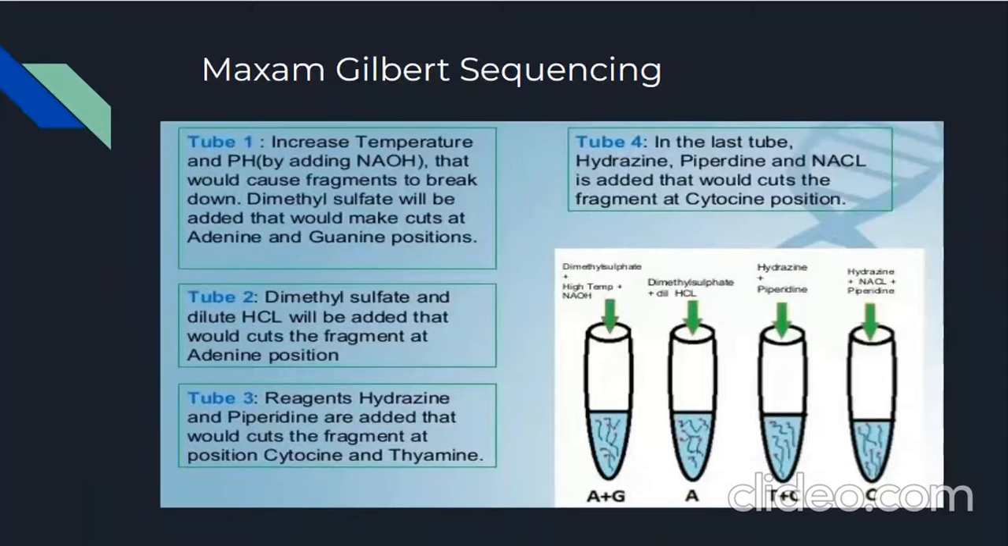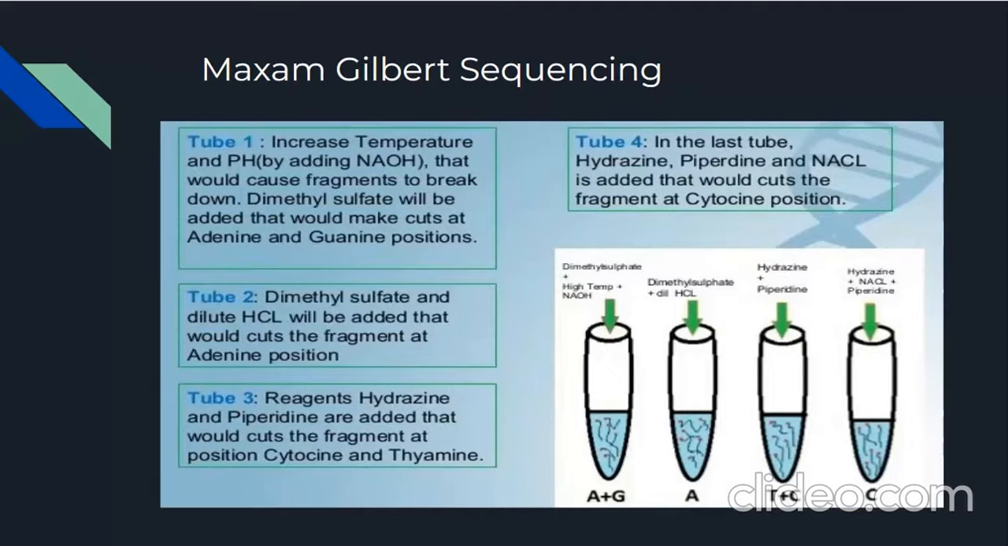Yeah. So let me explain how it is done in the laboratory. You have four different test tubes. In the first test tube, you have A plus G. So how do you get A plus G in the first test tube? You increase the temperature and pH. How do you increase the pH? It's very simple, by adding NaOH, and that would cause fragments to break down. Then when you add dimethyl sulfate, that would cut at adenine and guanine positions.